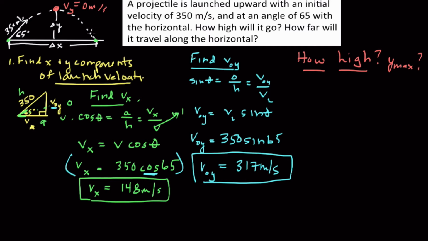It stops. If I throw a tennis ball up in the air, it slows down as it rises. It goes slower, slower, slower. It stops when it gets to its maximum height for an instant, and then it reverses direction and falls back down, and it gains speed. So I'm going to list the variables that I know. I know that at its maximum altitude, at y max, the velocity in the y direction is going to be 0. I know that the initial y velocity, this thing here I calculated, is 317 meters per second.